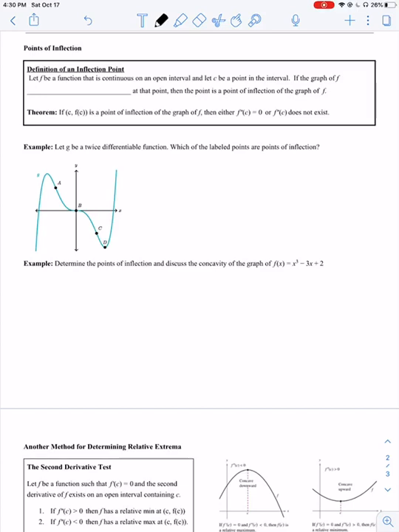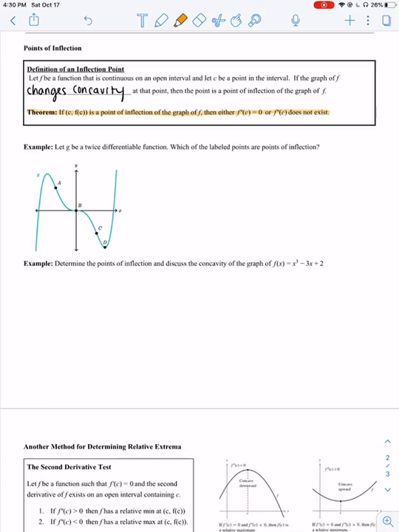So if the graph of f changes concavity at a point C in your interval, then the point is a point of inflection. And there's a theorem that says if a point is a point of inflection, then either your second derivative will equal 0 or your second derivative will not exist at that point.